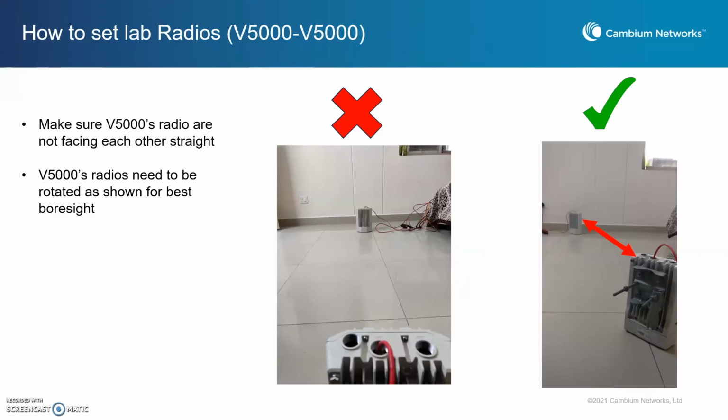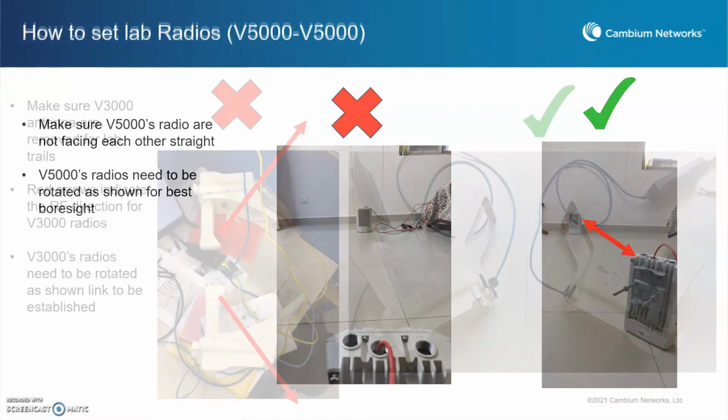Some key things that you have to keep in mind when you're doing the V5000s. Make sure the V5000s are not exactly facing straight. The reason is the V5000 is a dual sector, so it has 2 sectors. So aiming them right in the center may not be best. The image on the right is probably better. Just tilting each of the radios slightly gives you a better boresight and makes alignment much easier, along with any reflections you have, because that's the best link that you can form in the lab.